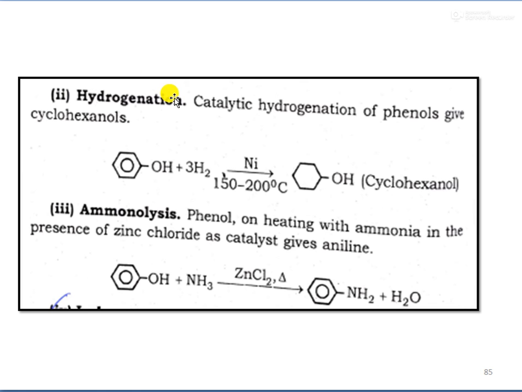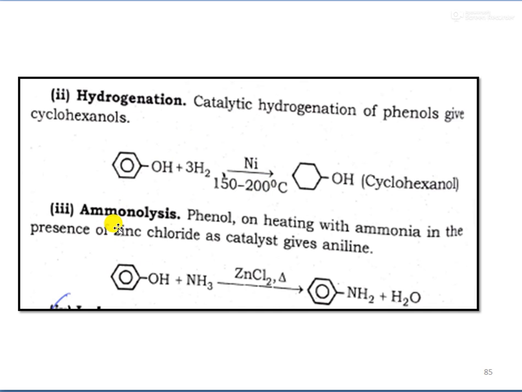Then you have the hydrogenation reaction. This is actually the catalytic hydrogenation of phenols. So here, if you are using a nickel catalyst and hydrogen gas, we can remove the unsaturation in the benzene ring of the phenol. So you get cyclohexanol as the resulting product. This is the catalytic hydrogenation reaction.